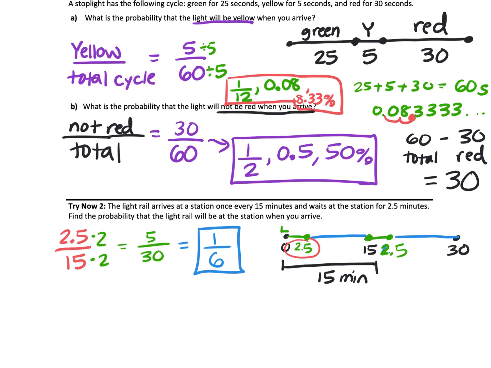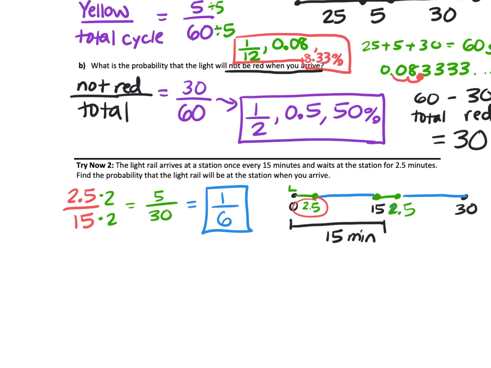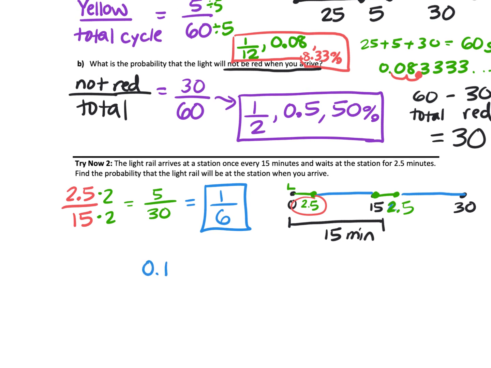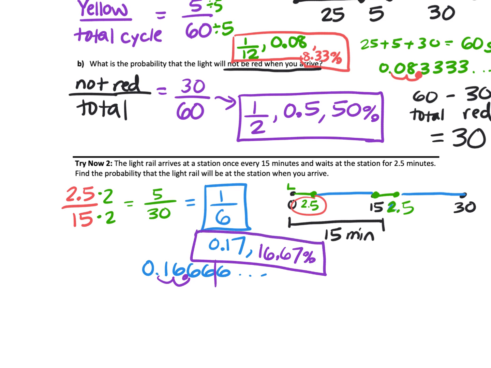As a decimal, the number that the calculator gives us for 1 over 6 is 0.16666, so as a decimal I'd have 0.17. And then as a percentage rounded to the nearest hundredth, we would move the decimal over 2, so that would be 16.67%. So all three of these are the same answer, just expressed different ways: fractions, decimals, and percentages.